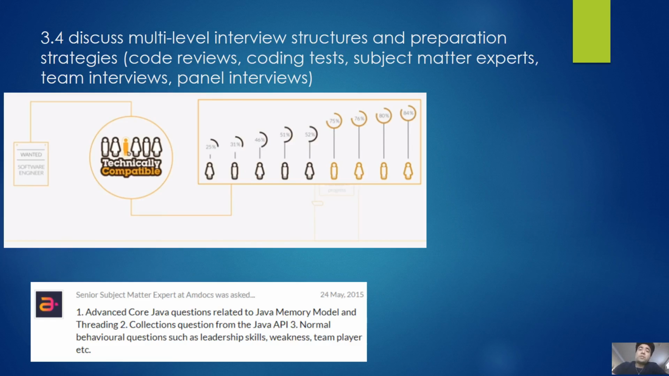Or the second question can be collection questions from the Java API, or normal behavior questions such as leadership, skills, weaknesses, team player. So as you can see, these are the kinds of questions that will filter out all the people who are applying at entry level.